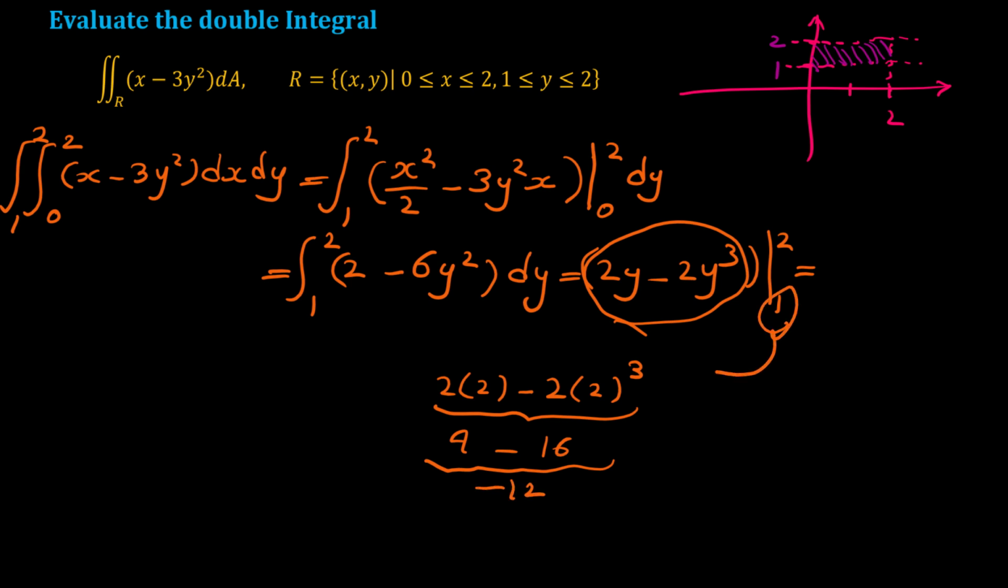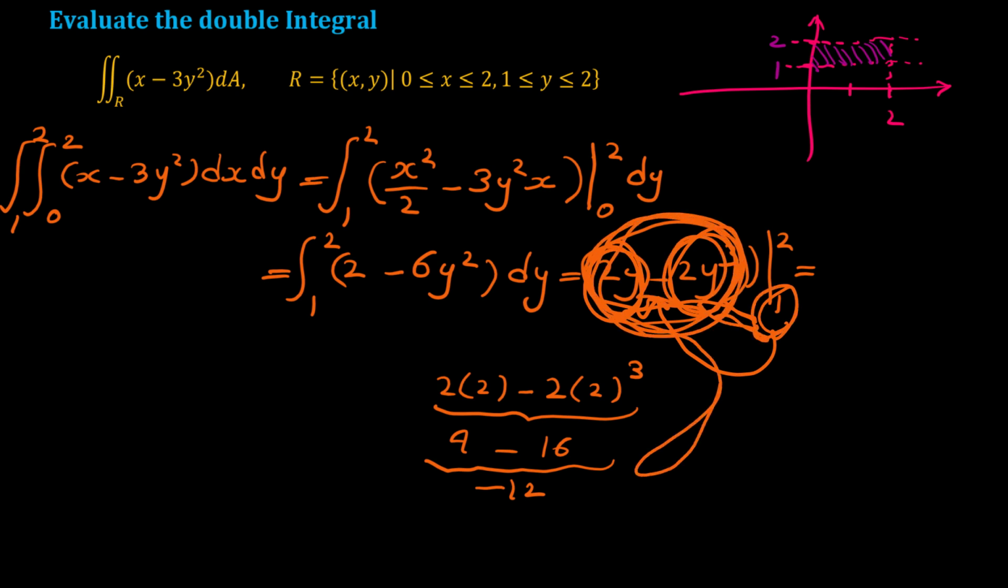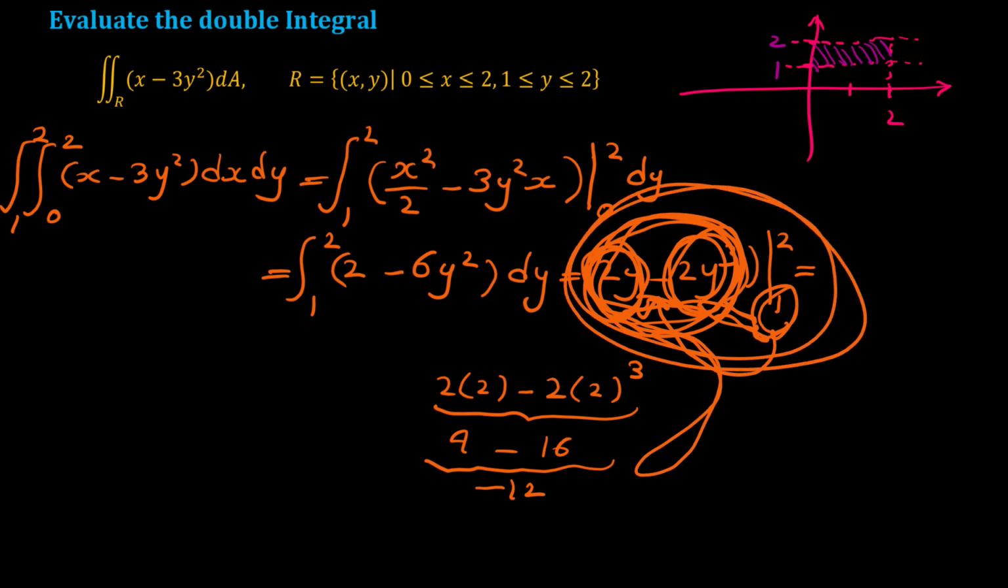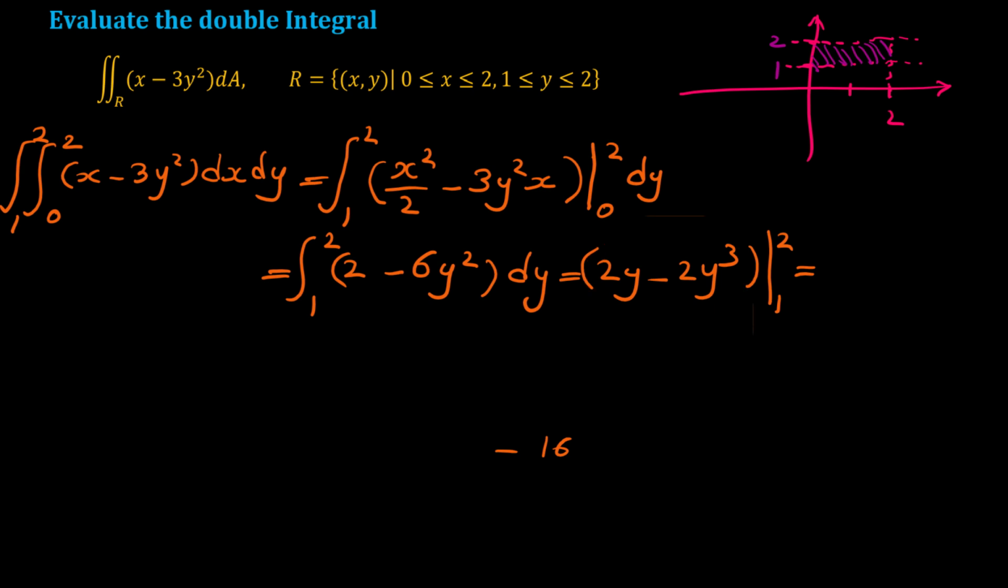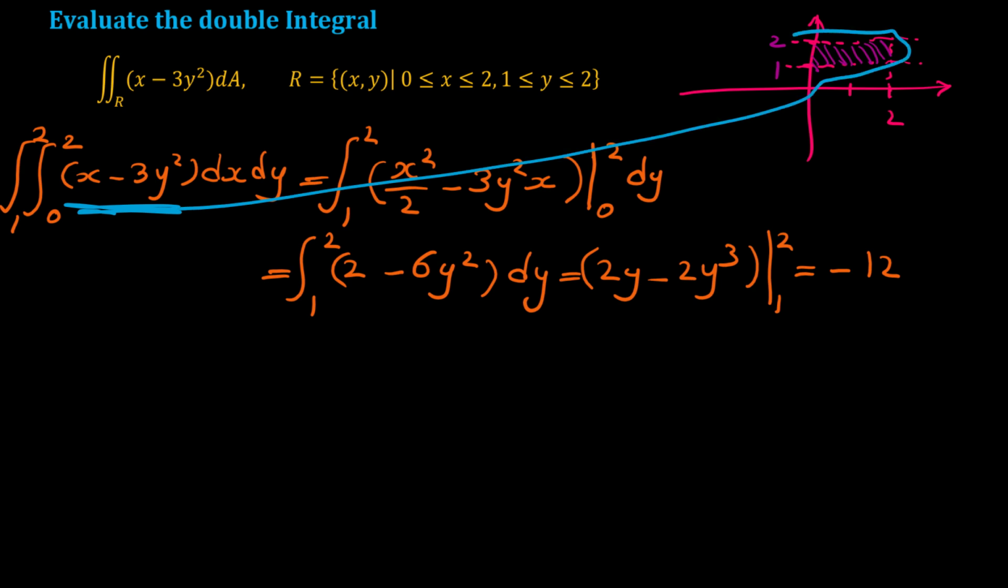If we plug in 1 here, 2 times 1 is 2, and 2 times 1 to the 3 is also 2. 2 minus 2 is 0. So when we plug in 1, this is 0. So the value of this expression when we plug in 2 is negative 12, and when we plug in 1 is 0. So the value is equal to negative 12. So the integral of this function in this region is negative 12.